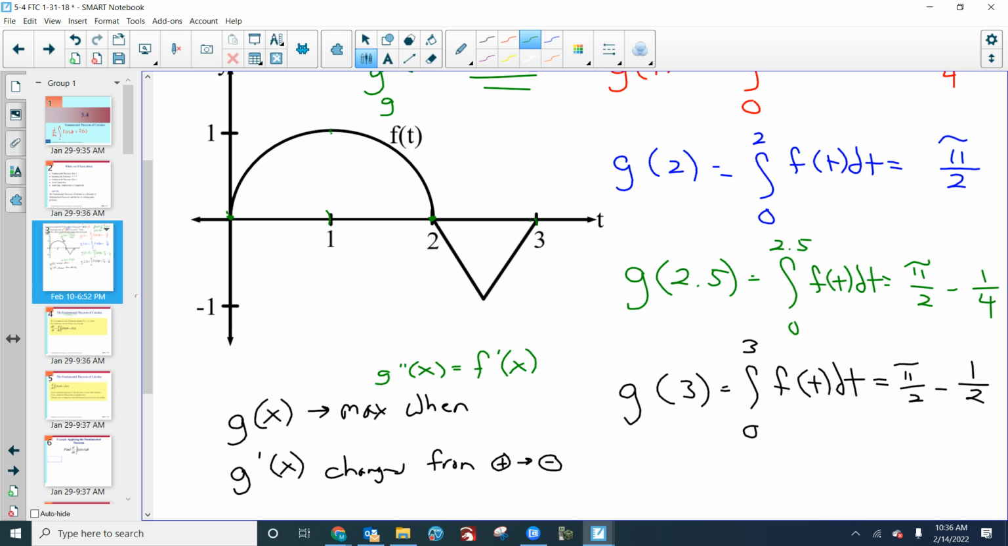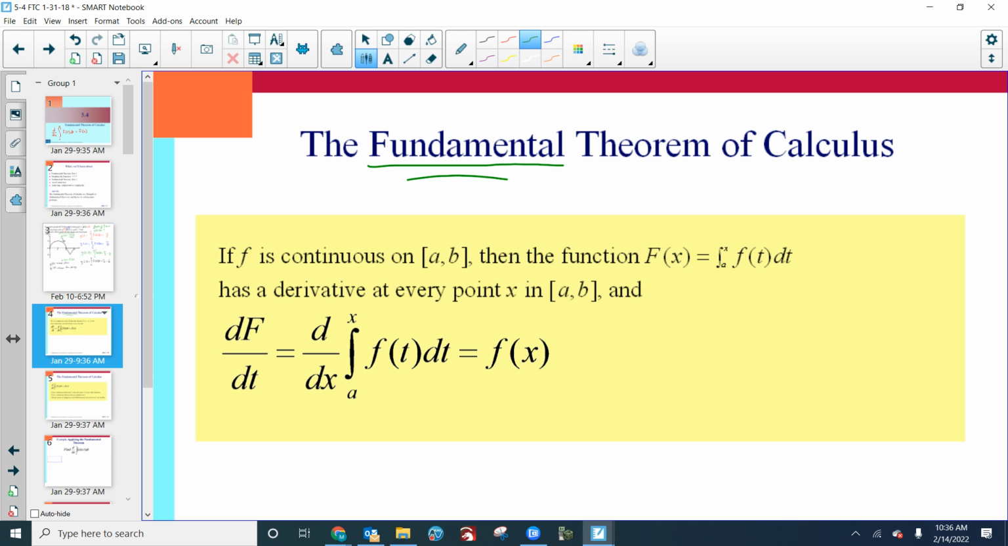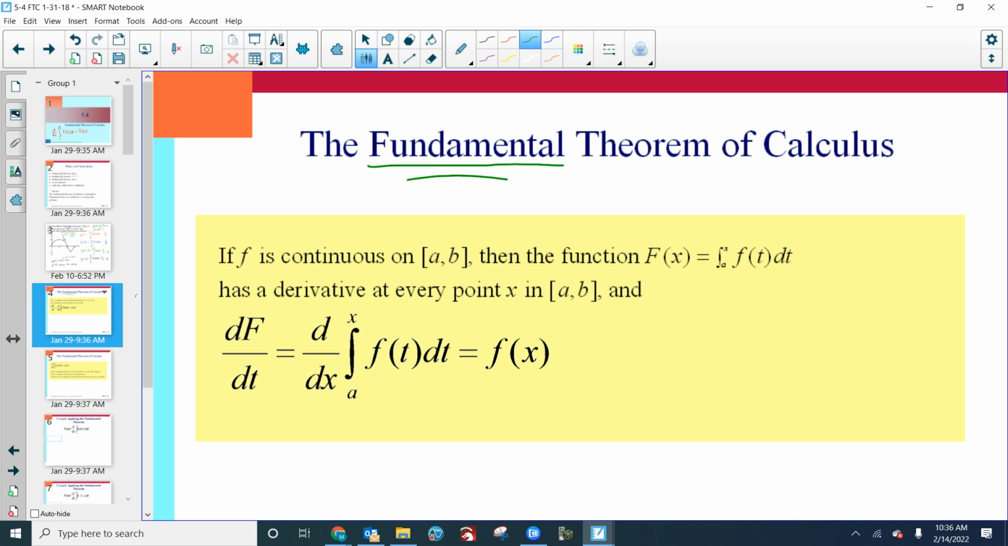All right, officially going into your notebooks, the fundamental theorem of calculus. We're going to call this part 1. The fundamental theorem of calculus.